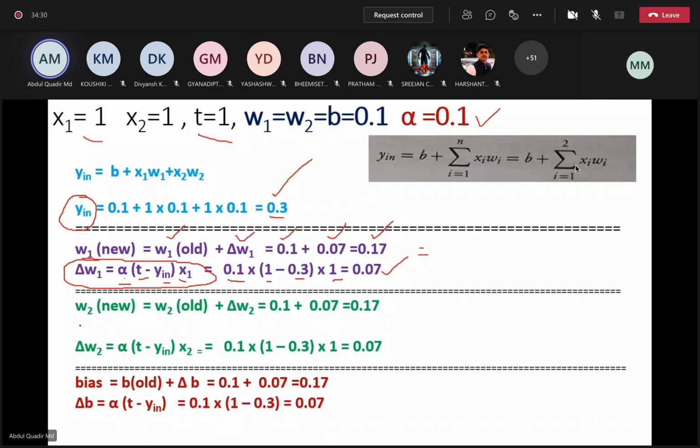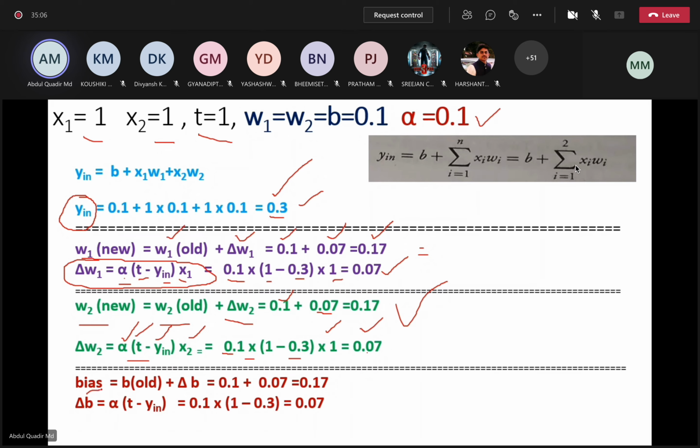The same way we calculate W2. W2 new is W2 old plus delta W2. W2 old is 0.1, plus delta W2, which is alpha into T minus Y in into X2. Alpha is 0.1, target is 1, Y in is 0.3, and X2 is 1. That gives 0.07, so once we add up, we get 0.17.